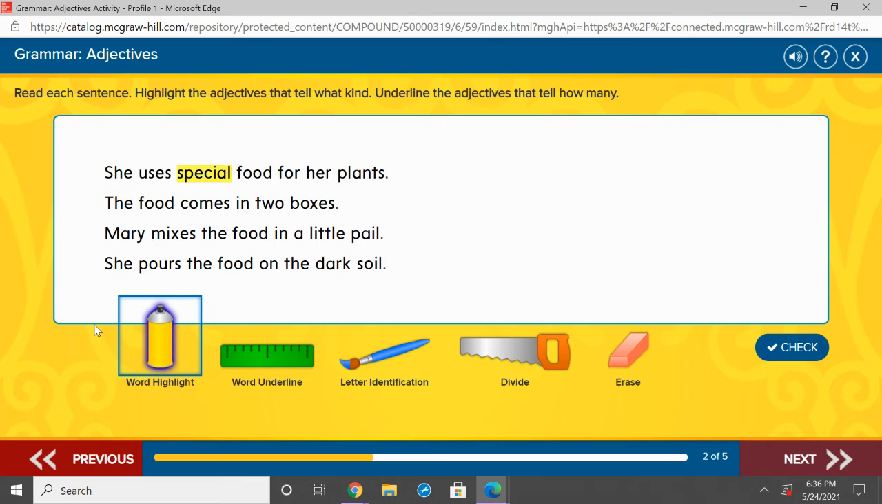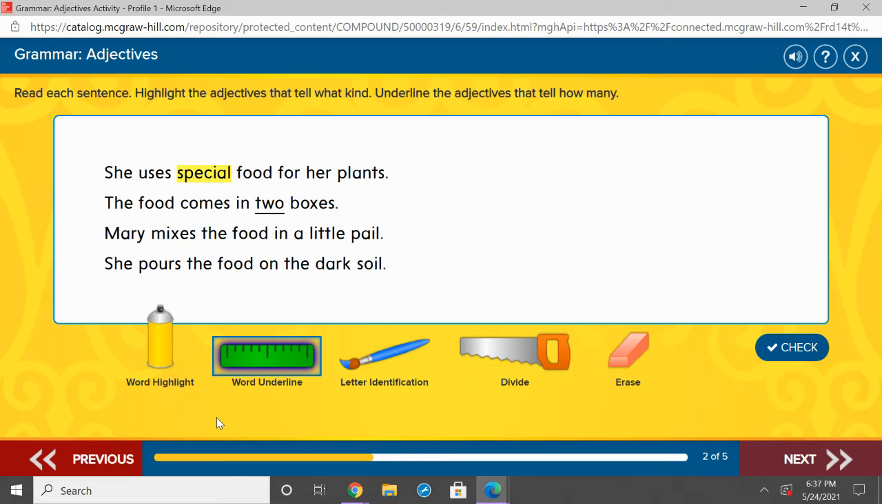The next sentence, I want you to follow along as I read it. The food comes in 2 boxes. So I want you to think, is there anything in here that describes the food? What kind or how many? Go ahead and shout it out. Yeah, how many? The food comes in how many boxes? It comes in 2 boxes. So we're going to go ahead and underline that.